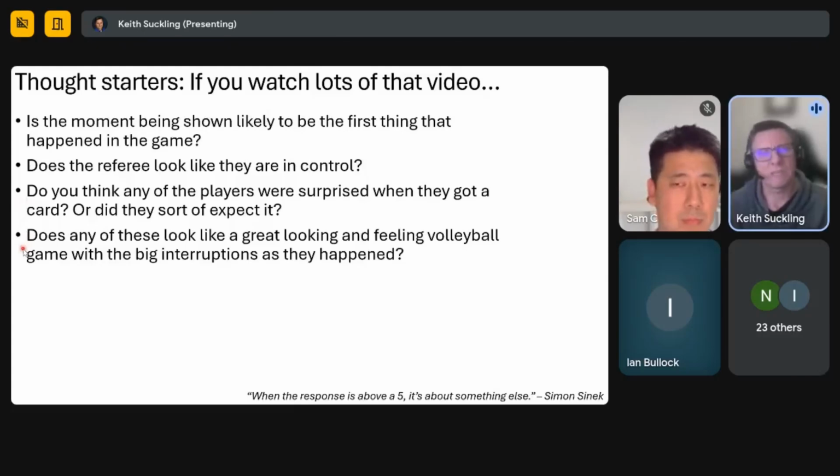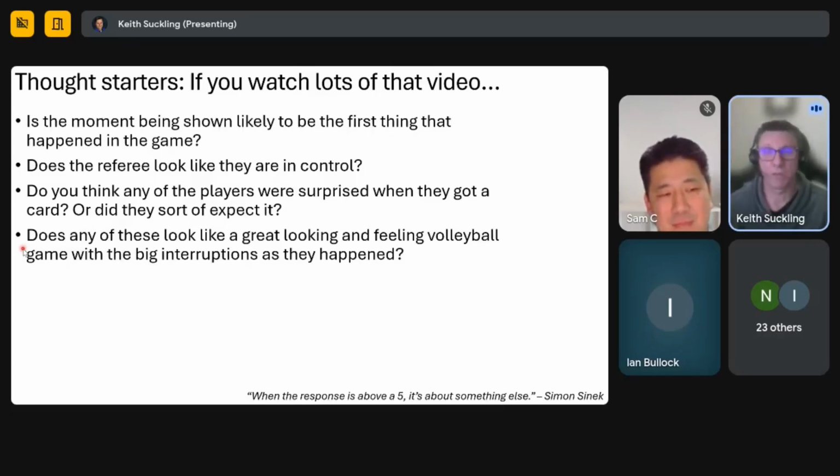Important question. Do any of these look or feel like a great looking or feeling volleyball game with those big interruptions as they happened? When you're watching a game and you see big interruptions, do you go, oh, this is really exciting? Or do you go, oh, this isn't good? Well, a lot of people will have the first reaction if they want to run to see a fire, but they probably won't stay to watch the game. They'll leave when the fire's off.